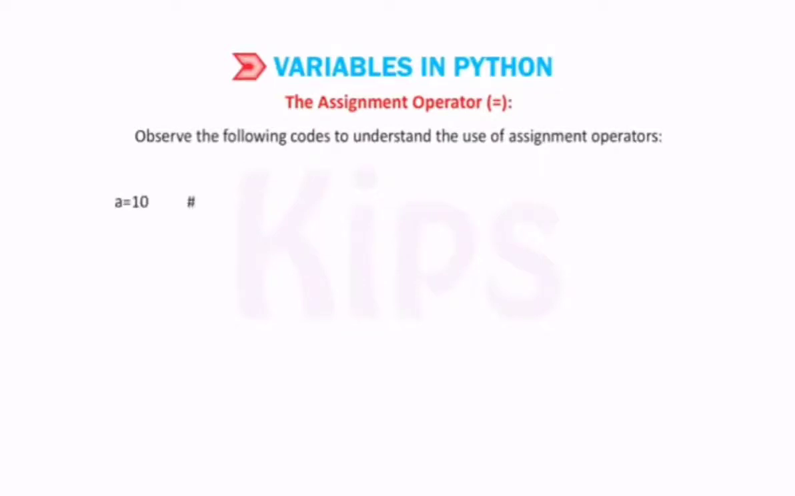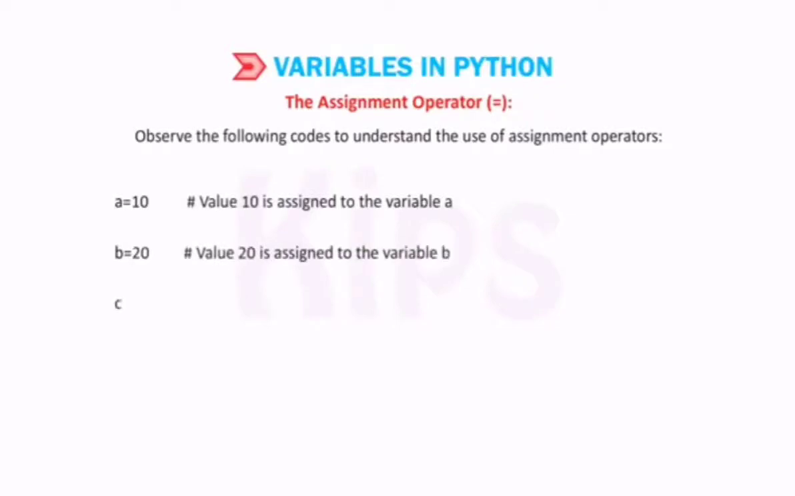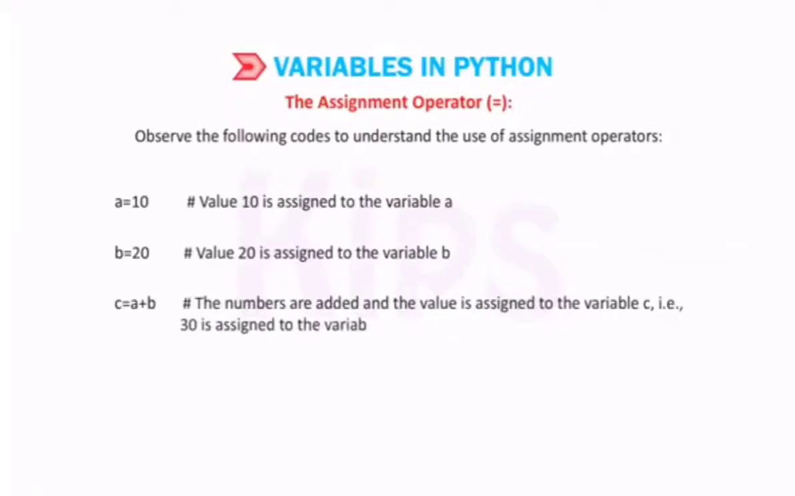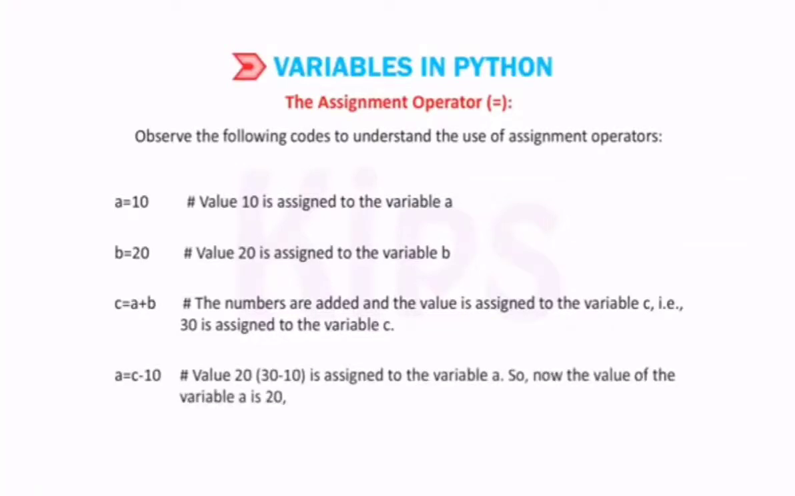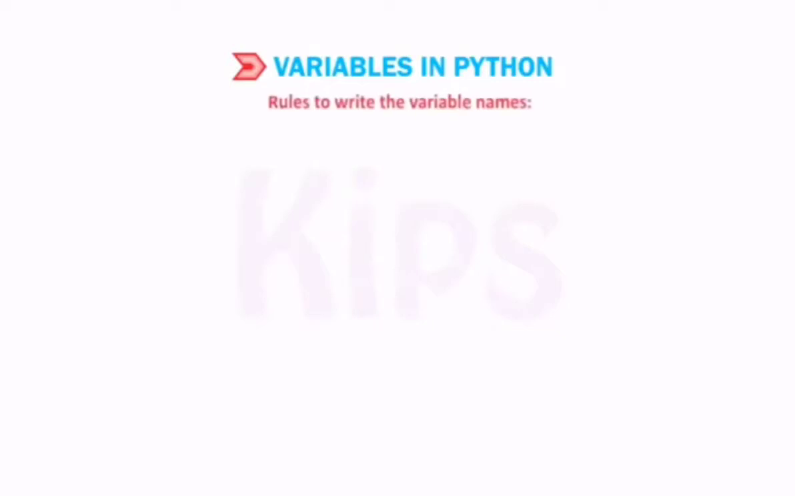A = 10. The value 10 is assigned to the variable A. B = 20. The value 20 is assigned to variable B. C = A + B. Now, the numbers are added and the value is assigned to the variable C. That is, 30 is assigned to variable C. A = C - 10. The value 20, since 30 minus 10 is equal to 20, is assigned to the variable A. So, now the value of variable A is 20, not 10.